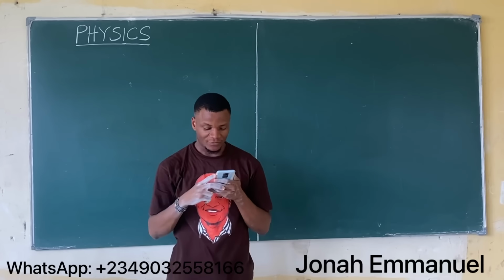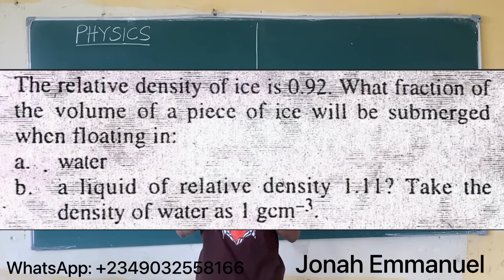Now this one says the relative density of ice is 0.92. What fraction of the volume of a piece of ice will be submerged when floating in A, water, B, a liquid of relative density 1.11.